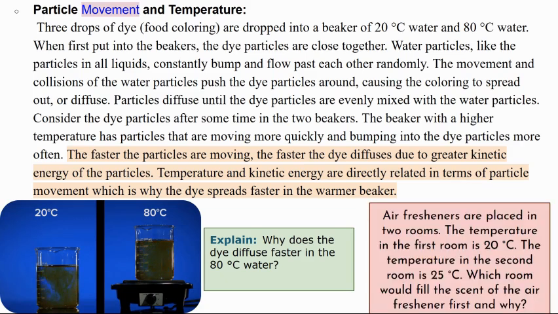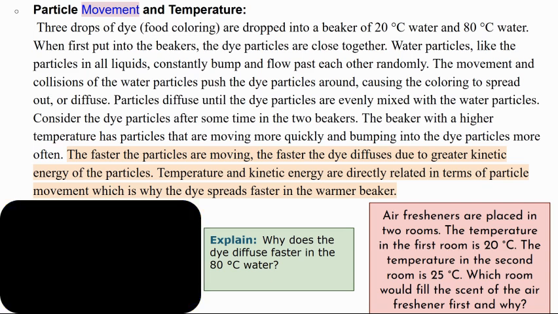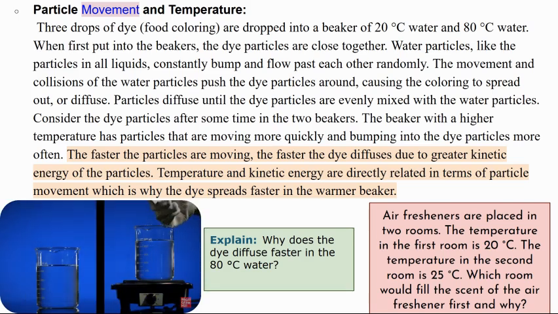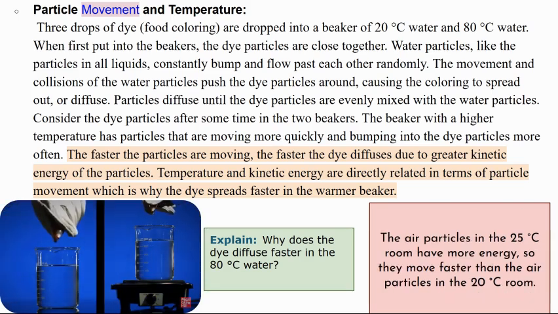Air fresheners are placed in 2 rooms. The temperature in the first room is 20 degrees Celsius. The temperature in the second room is 25 degrees Celsius. Which room would feel the scent of the air freshener first, and why? The air particles in the 25 degrees Celsius room have more energy, so they move faster than the air particles in the 20 degrees Celsius room.